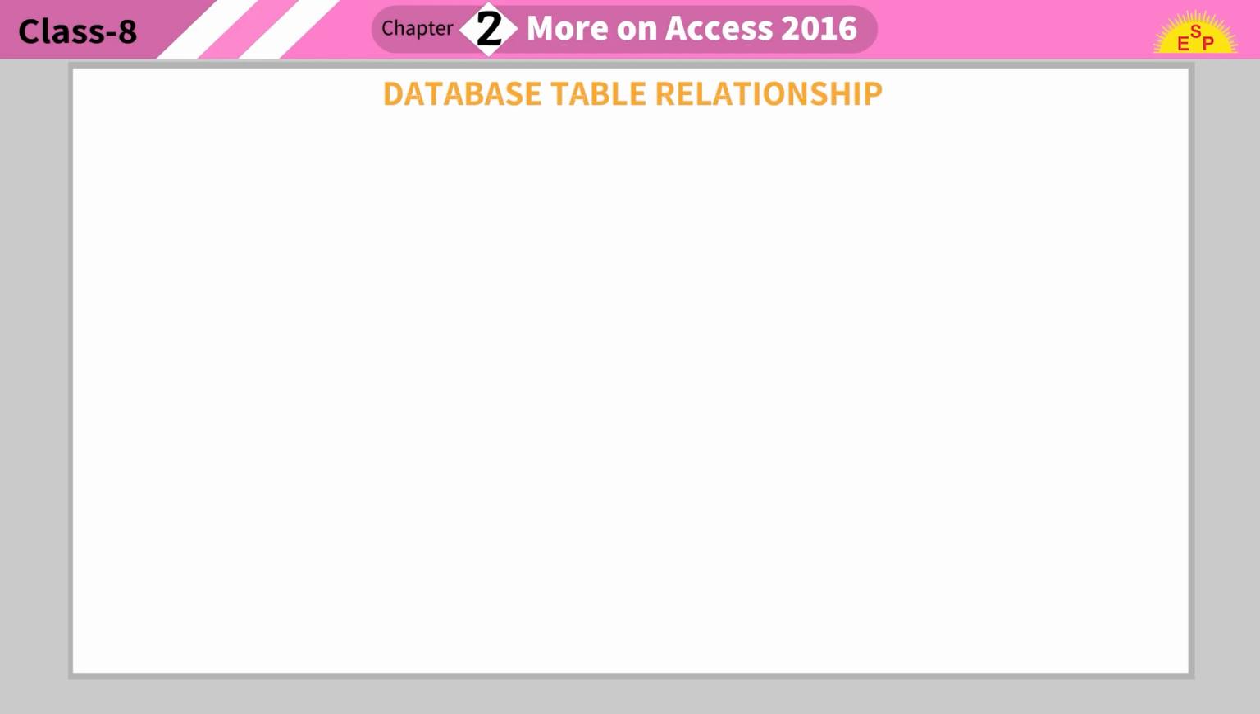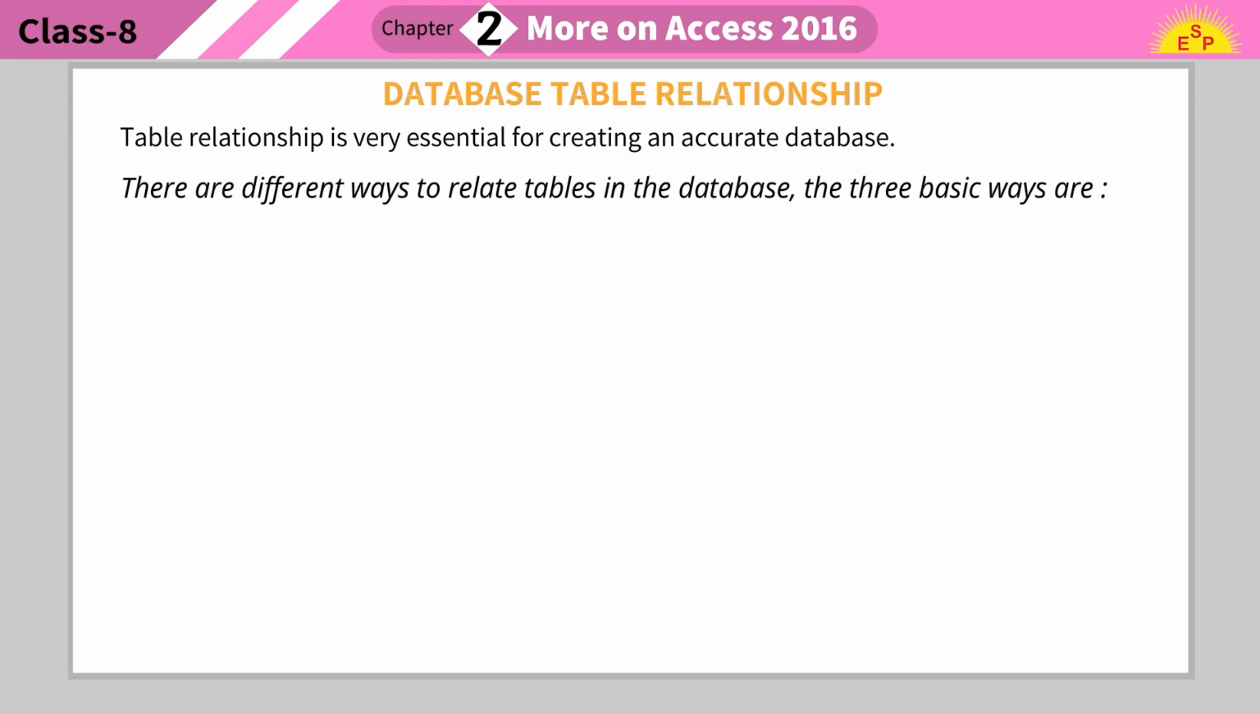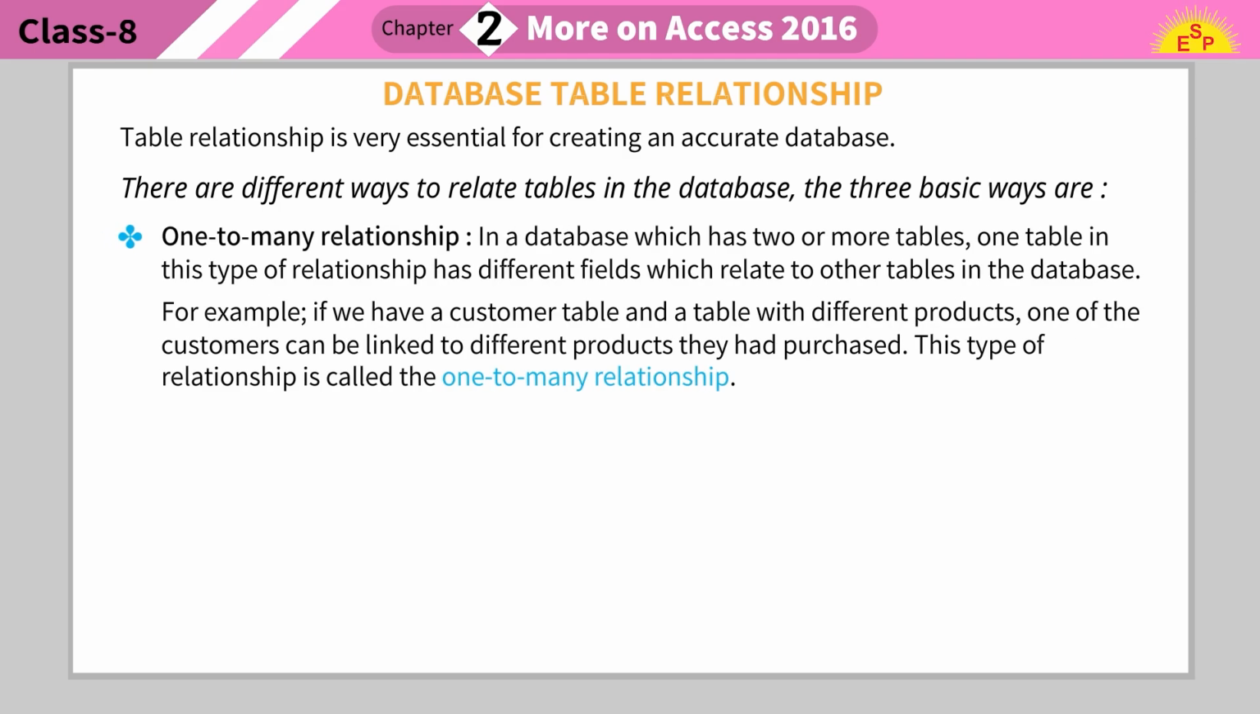Database Table Relationship. Table relationship is very essential for creating an accurate database. There are different ways to relate tables in the database. The three basic ways are: one-to-many relationship, in a database which has two or more tables. One table in this type of relationship has different fields which relate to other tables in the database. For example, if we have a customer table and a table with different products, one of the customers can be linked to different products they had purchased. This type of relationship is called the one-to-many relationship.